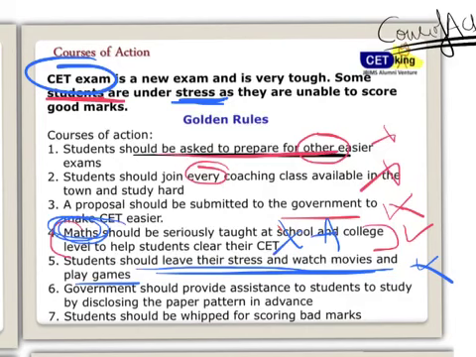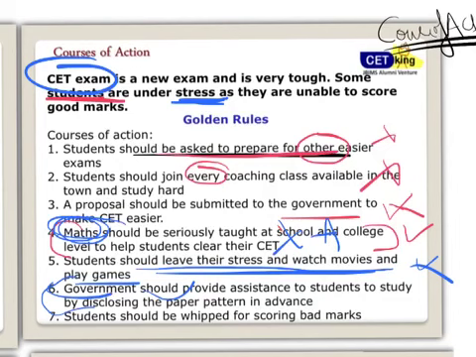Even if you take a movie, after you come back from the movie, the stress will again come back. So that won't affect you. Okay. Next, government should provide assistance by disclosing the paper pattern. Obviously, if you come to know the paper pattern, if you know how many questions of GK, how many questions of maths, how many questions of logic are going to come, it will obviously help you. Yes. So only 1 point is right.